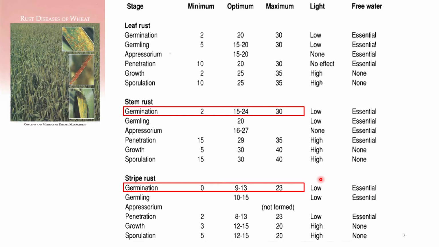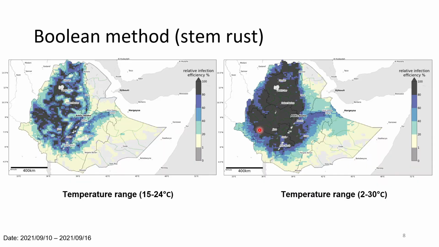For that, we use a CMIT document and get the germination part of this table for the stem rust and the stripe rust. Here you can see that there is an absolute minimum and maximum temperature as well as an optimum range of temperature. So, which one do we use?